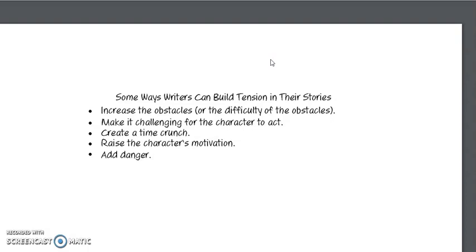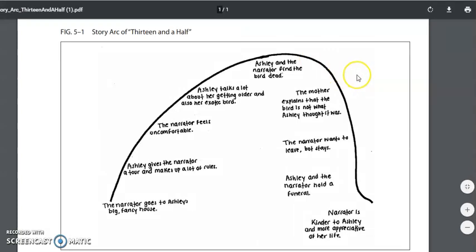So, in summary, look over your story arcs. Look at all of the events, and then you're going to basically be telling us about your story with as much detail as you can without writing the story. So think of it as if you are going to talk to someone and tell them what your story is going to be about, but making sure you're including all of those elements that were on your story arc.